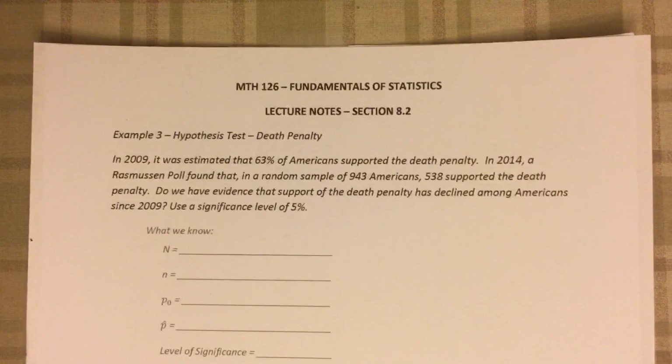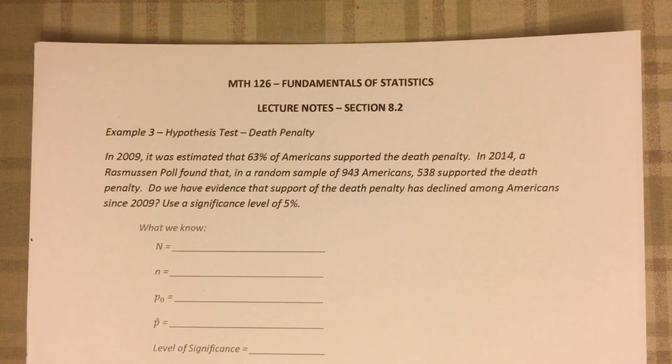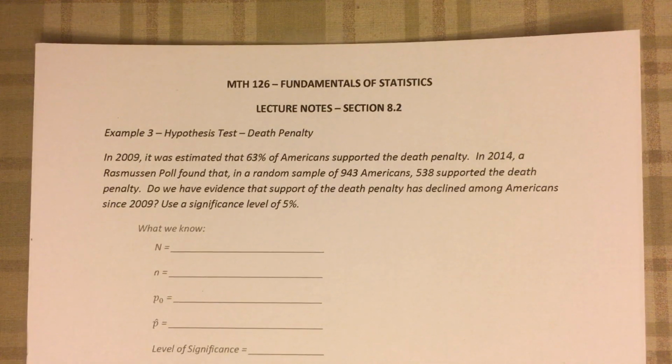All right, so let's go through the process of this problem. In 2009, it was estimated that 63% of Americans supported the death penalty. In 2014, a Rasmussen poll found that in a random sample of 943 Americans, 538 supported the death penalty. Do we have evidence that supports that support for the death penalty has declined among Americans since 2009? Use a significance level of 5%.